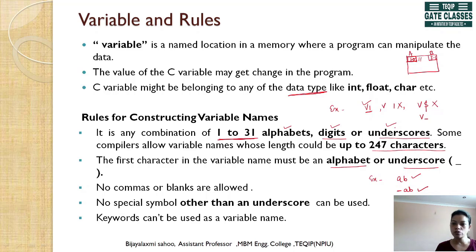There should not be any space between the characters, and no blanks or commas are allowed. That means you cannot create a variable name as A, C or simply A C; this is wrong. This is also wrong. No spaces or commas are allowed. Keywords cannot be used as a variable name. We discussed keywords in the second class probably. C has 32 such keywords.